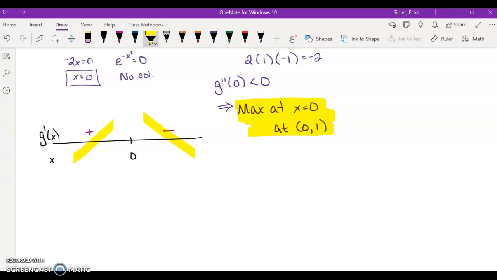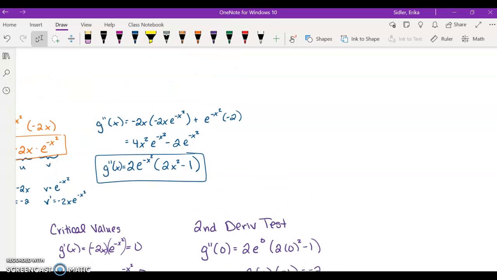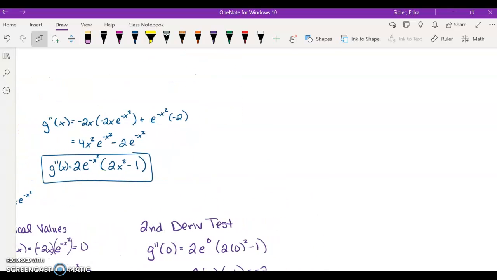The next thing to look at is concavity. So if you're scrolling up to the box with the strategy, we just got through part E, and now we need to do F and G, inflection points and concavity. We need to look at the second derivative for the sake of concavity. So we're going to say, what makes this equal to 0?